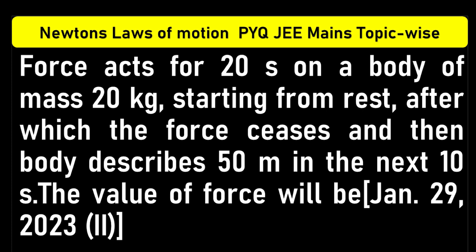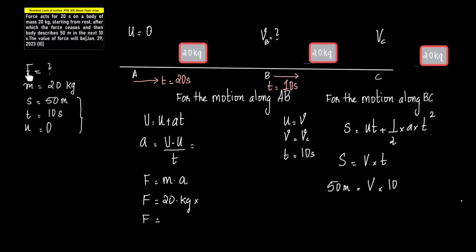A force acts for 20 seconds on a body of mass 20 kilograms starting from rest, after which the force ceases, and then the body describes 50 meters in the next 10 seconds. The value of the force will be? This is very important to understand, or to visualize, the given scenario here. Given to us is that the mass is 20 kilogram. For the second half, 10 seconds, the distance covered is 50 meter. u is 0 because it is starting from rest.